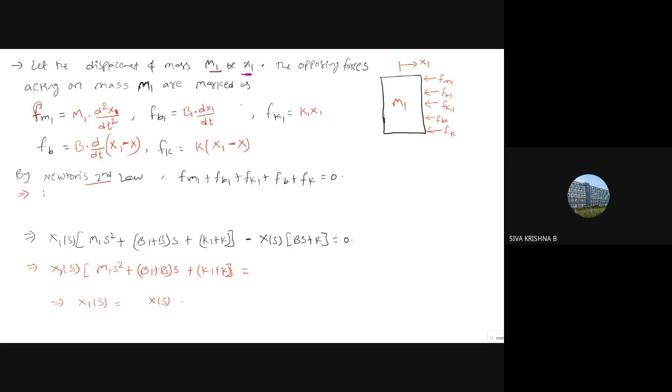Then you will get m1 into d square x1 by dt square plus what is the next term? b1 into dx1 by dt. Next Fk1 becomes k1 x1. Next, Fb dash part, b into d by dt of x1 minus x. Next plus Fk is k into x1 minus x equals 0.